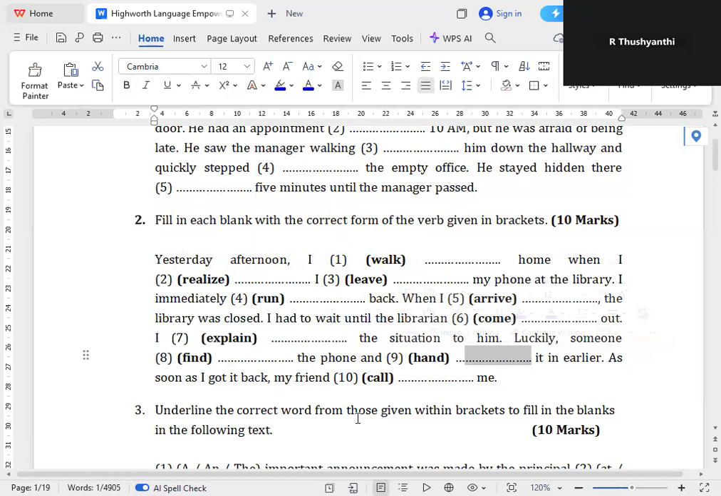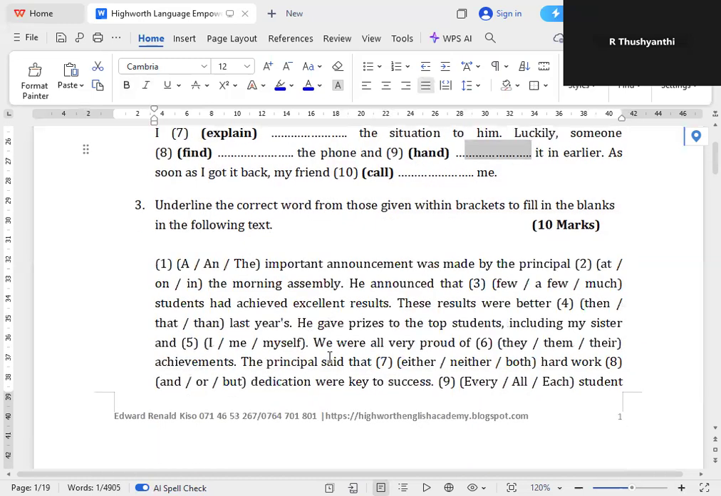Okay, so that's how the second one. That's easy, right? Now let's see the third one. An important announcement was made by the principal in the school in the morning assembly.